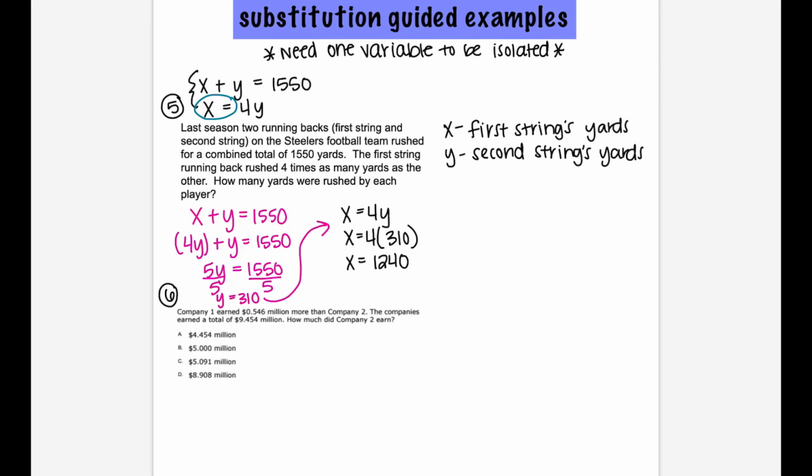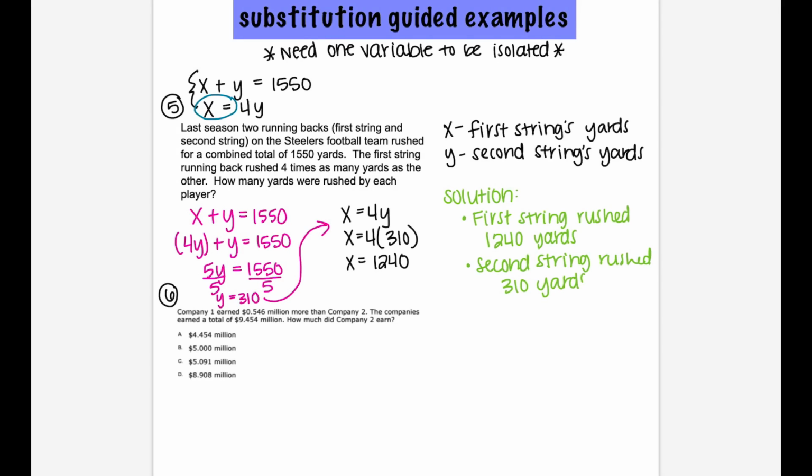All right, so how many yards were rushed by each player? Well, the first string running back rushed 1,240 yards. The second string rushed 310 yards.